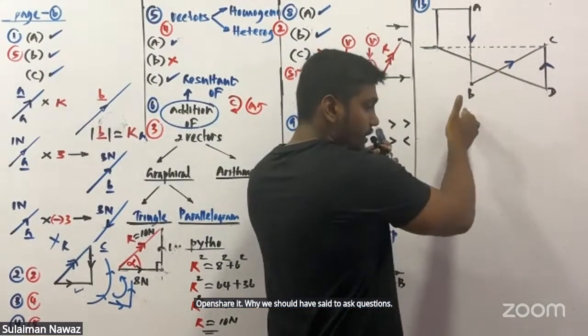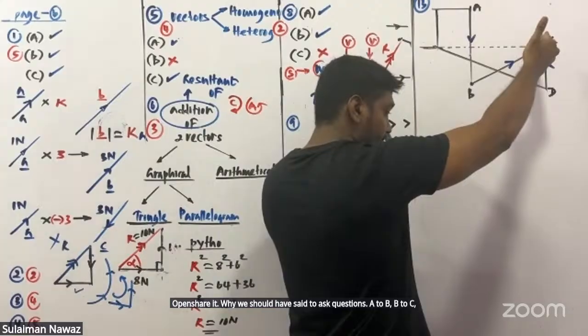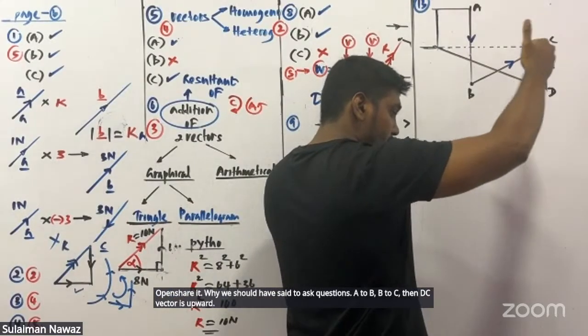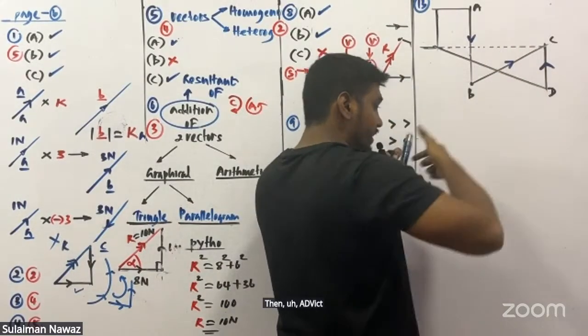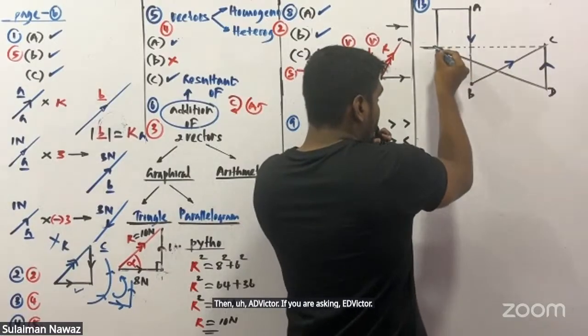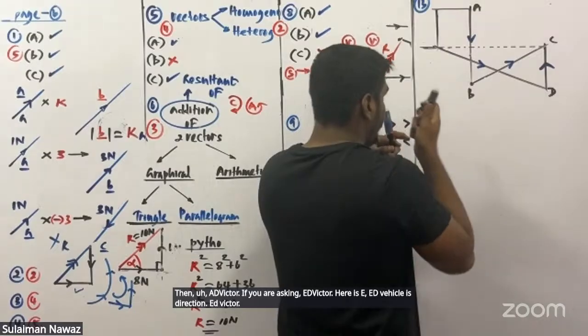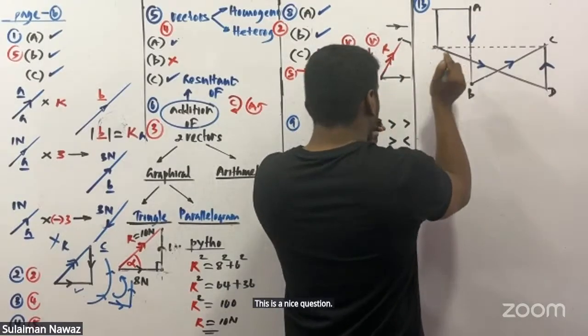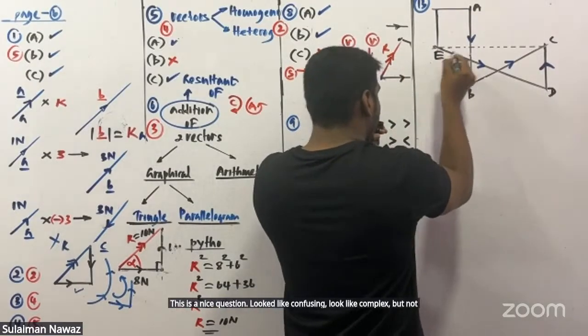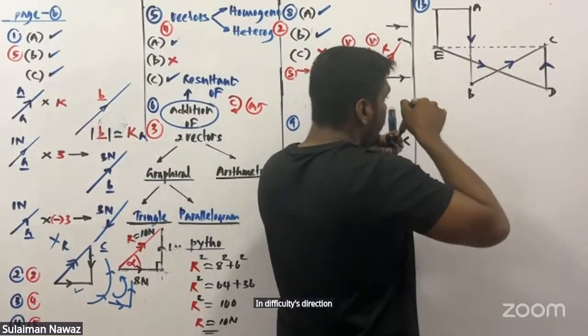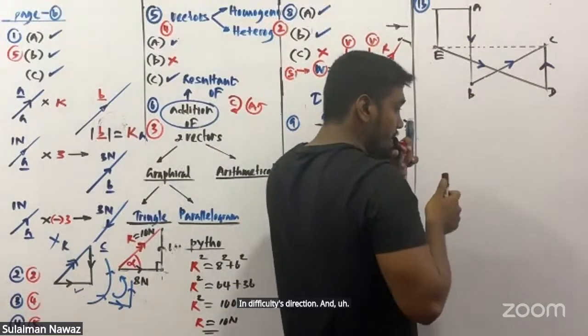A to B, B to C, then the DC vector is upward, then the ED vector. Where is my ED vector? Here, the ED vector is in this direction. This is a nice question. It looks confusing, it looks complex, but it's not actually. The ED vector is a direction, and then what?